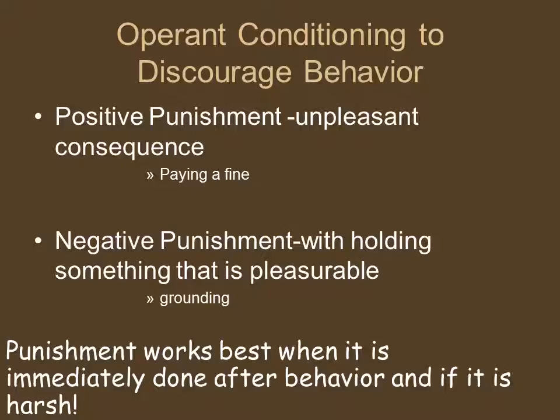A negative punishment is withholding something pleasurable from them. For negative punishment, put a little minus sign because you're taking something away, and then draw an arrow going down to decrease behavior. An example: in order for you to decrease the amount of minutes you're spending on your cell phone, I'm going to withhold something that you want, which is your phone.